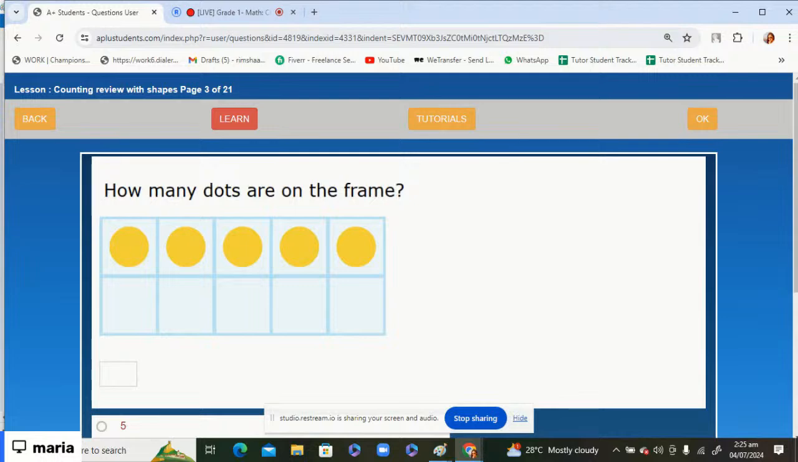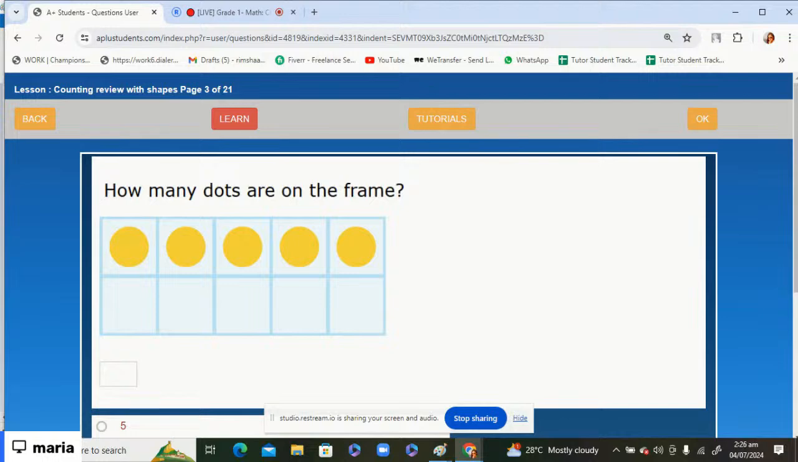Okay, let's just count together. It's 1, 2, 3, 4, and 5. My answer is 5. When you guys counted, what answer did you get? Is it 5 or 6?